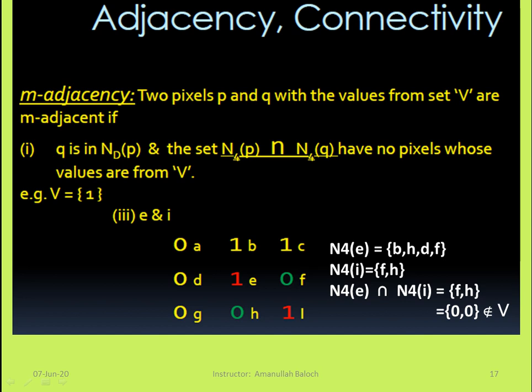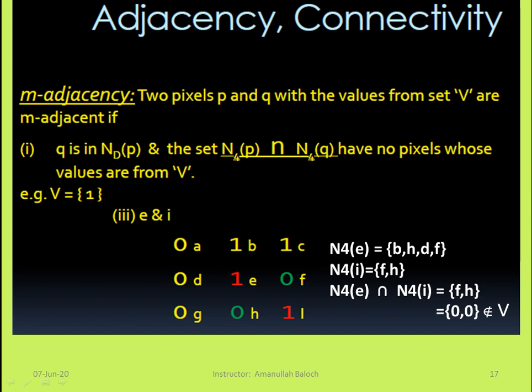We have to find the intersection between N4 of E and N4 of I, because this is P and this is Q. N4 of P and N4 of Q, the intersection between them we have to find. So N4 of E intersection N4 of I will become F and H, since F exists in both the sets, and H exists in both the sets. The intersection value is F comma H. This set is the intersection result of these 2 sets.